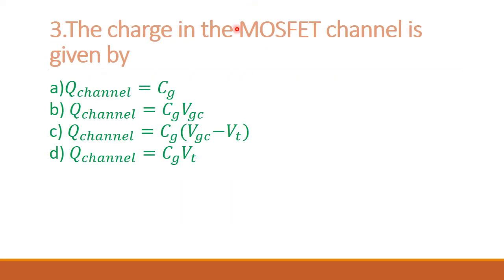Next question. The charge in the MOSFET channel is given by Q channel equal to CG, Q channel equal to CG into VGC, Q channel equal to CG into VGC minus VT, and Q channel equal to CG into VT. So the correct answer is option C, CG into VGC minus VT.